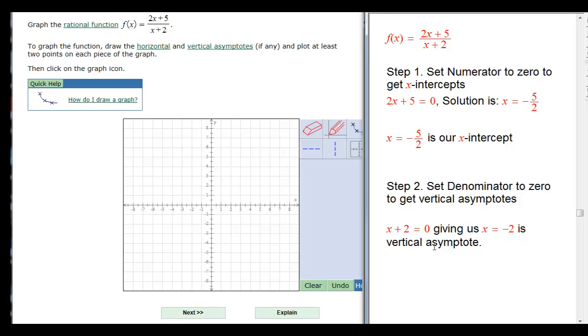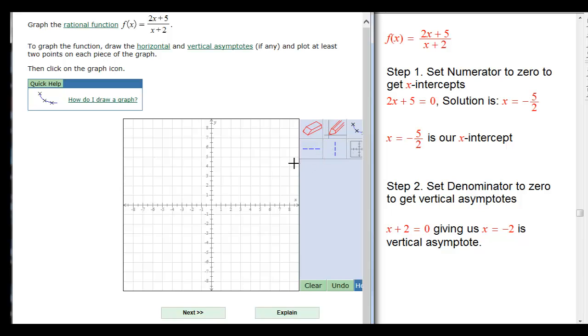Set the denominator to 0, which is x plus 2. Denominator 0 will give you x equals negative 2. So we have to graph our vertical asymptote. And so here is our vertical asymptote at x equals negative 2.